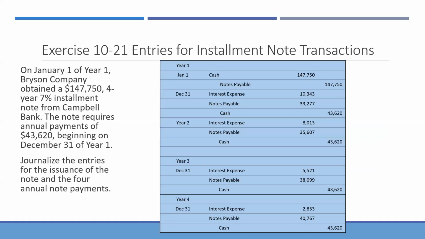And then these are the journal entries every year for this transaction. So 147,750, we receive the full amount on January 1st. Then every year we have interest expense gradually decreasing, notes payable principal payments generally increasing, and then every year our cash payment is exactly the same.